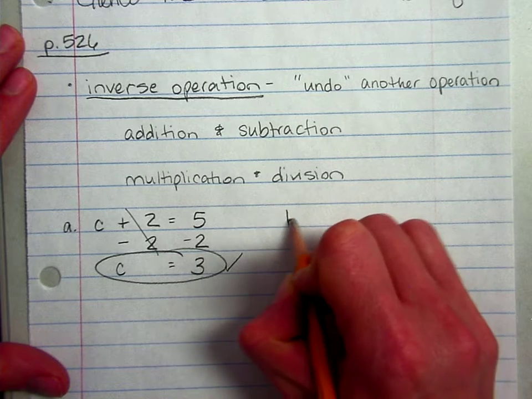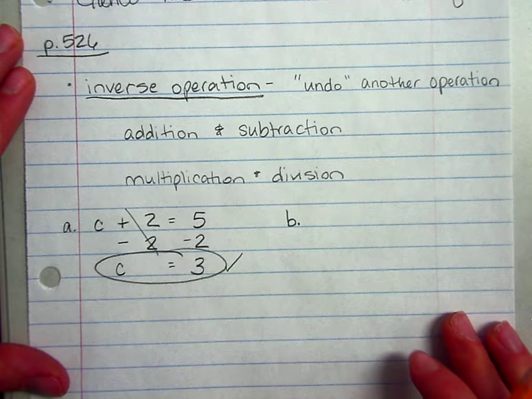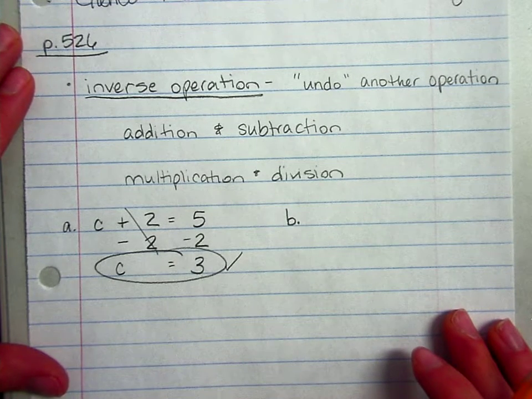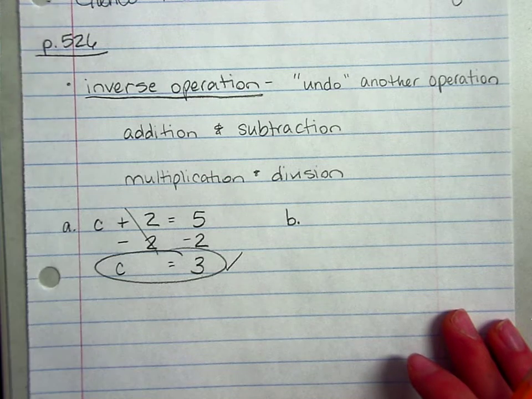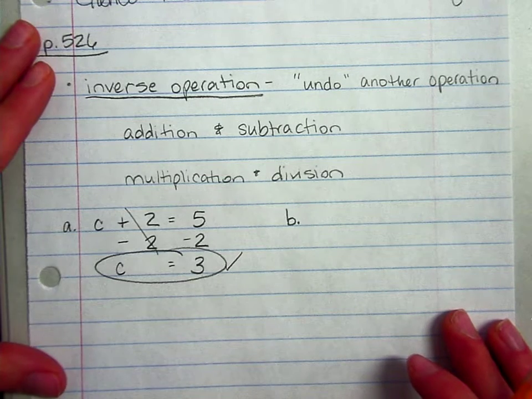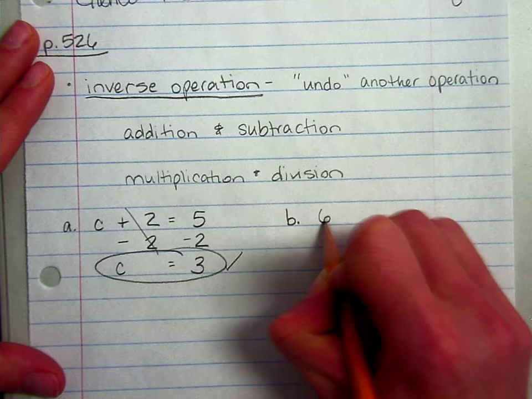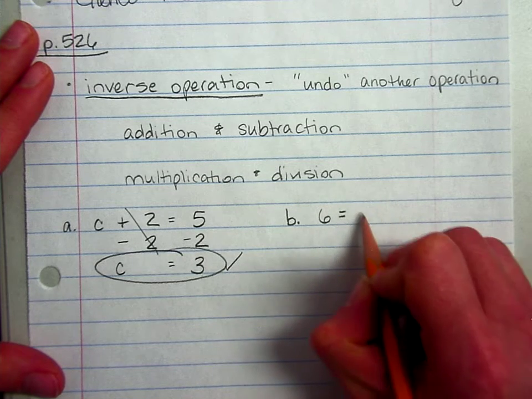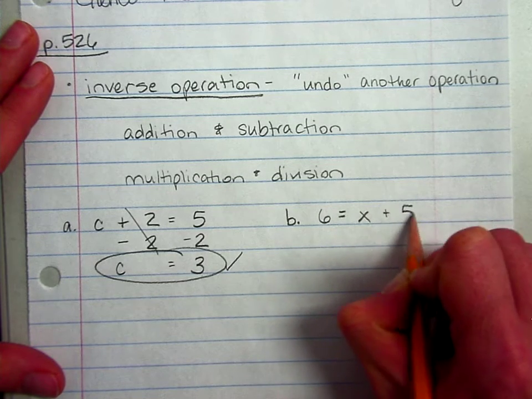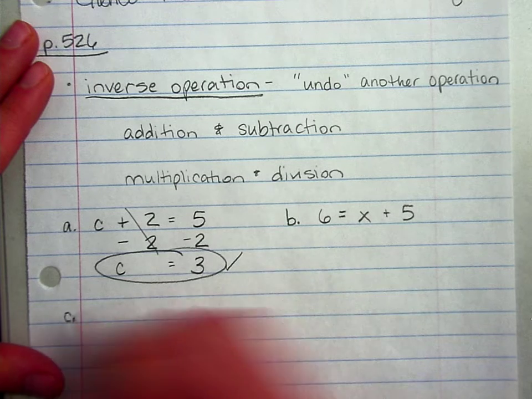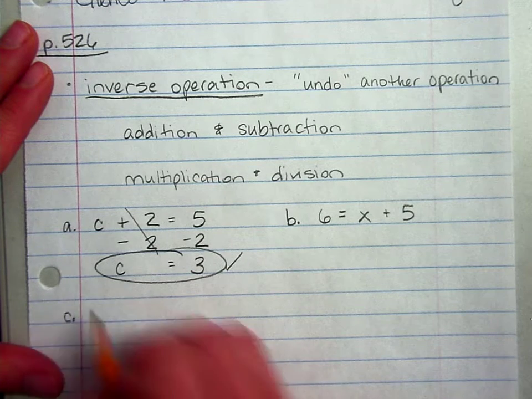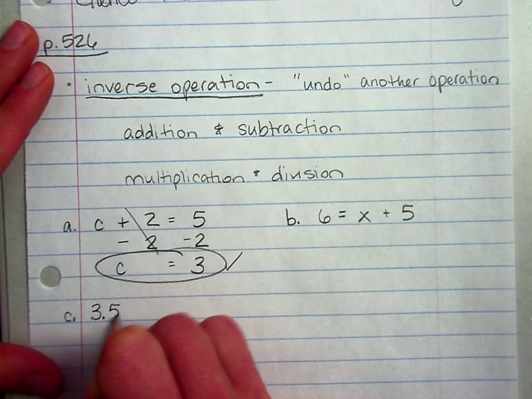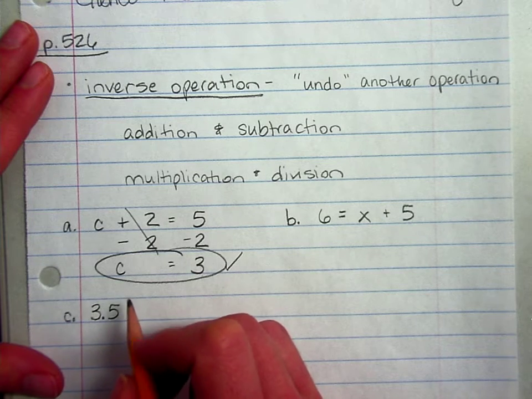Please try B and C on your own. The stickers are you left the room with Miss Man. Okay.